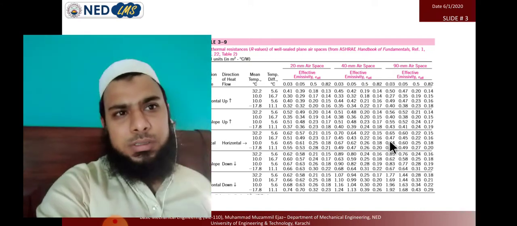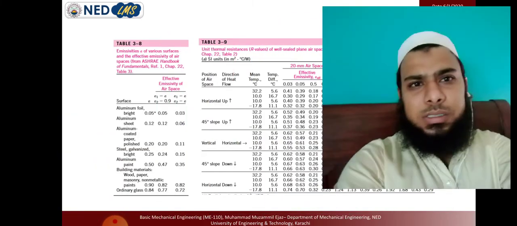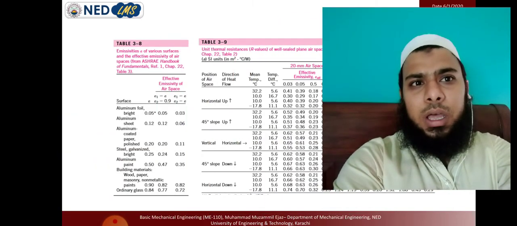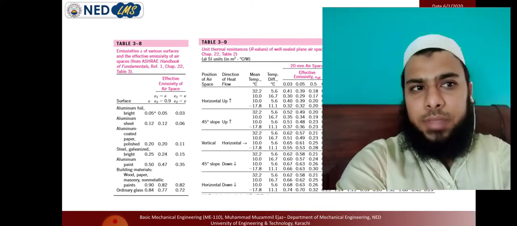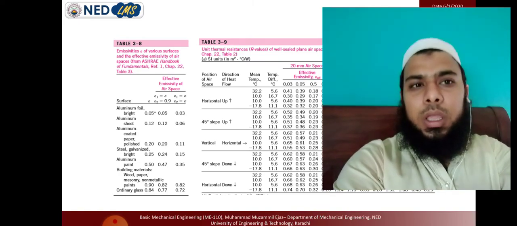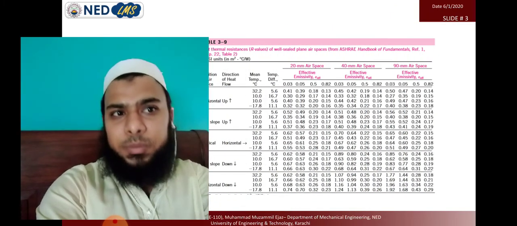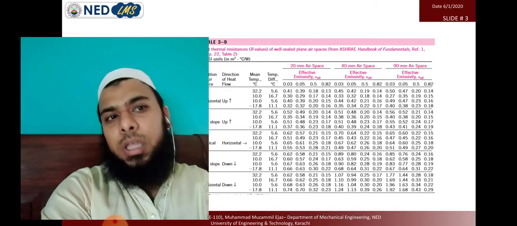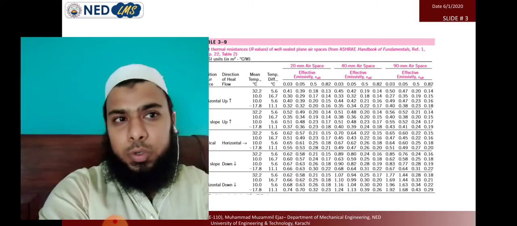These are the tables we already did in previous classes. These tables tell us the emissivity values in terms of radiation. We are calculating the radiation effects also. We want to know the emissivity values, and from the emissivity value we can easily calculate the resistance due to the radiation.